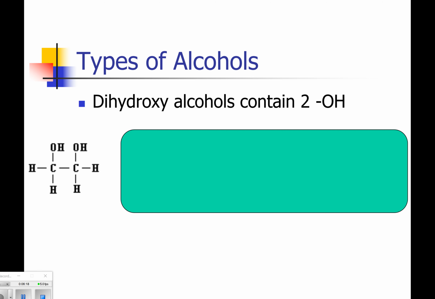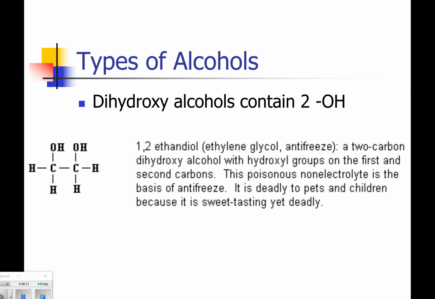Dihydroxy alcohols are going to contain 2 hydroxide groups. 1,2-ethane-diol, which you probably have more experience with than you think, otherwise known as antifreeze, has 2 hydroxide groups on the molecule, one on the first and one on the second carbon. This is very poisonous. It is not an electrolyte. These OHs do not come off of that parent chain. And it's known to cause death and sickness in animals because they want to drink it or ingest it because it does have a sweet taste to it.